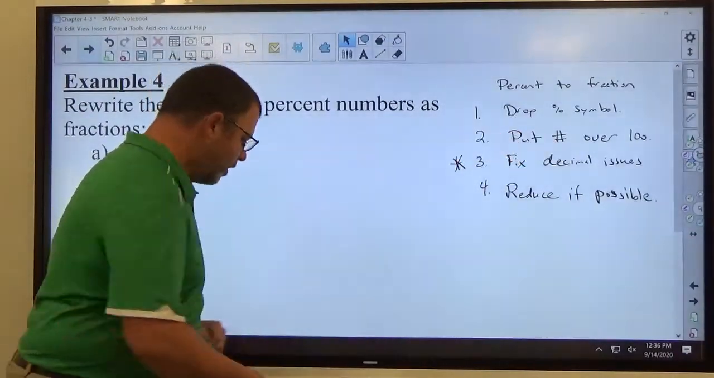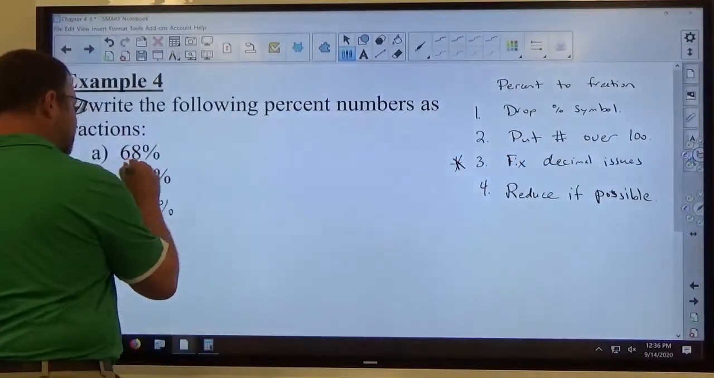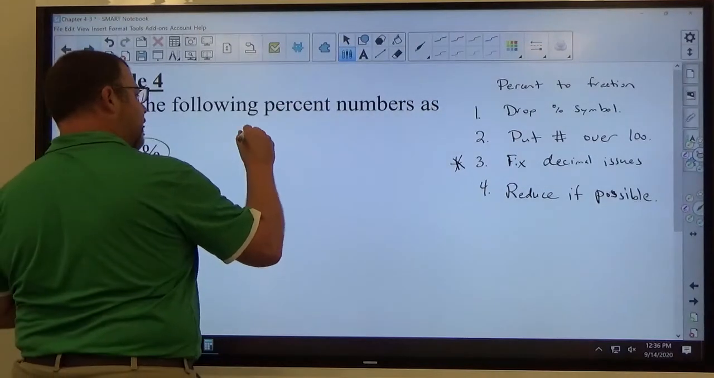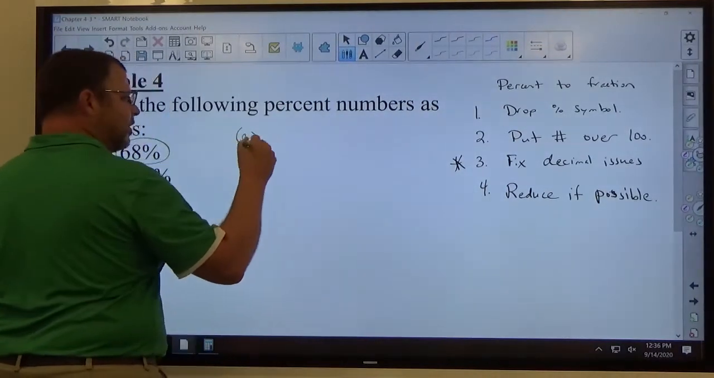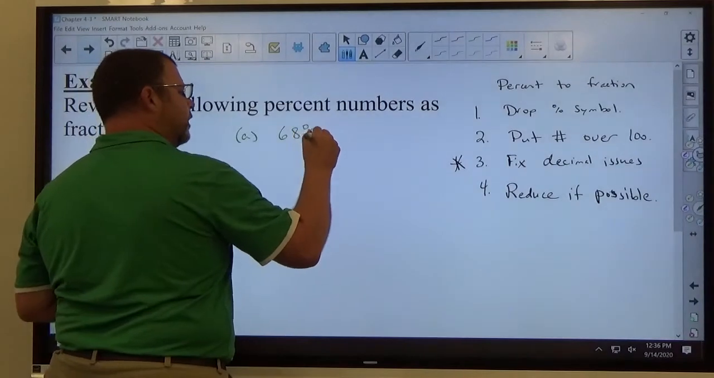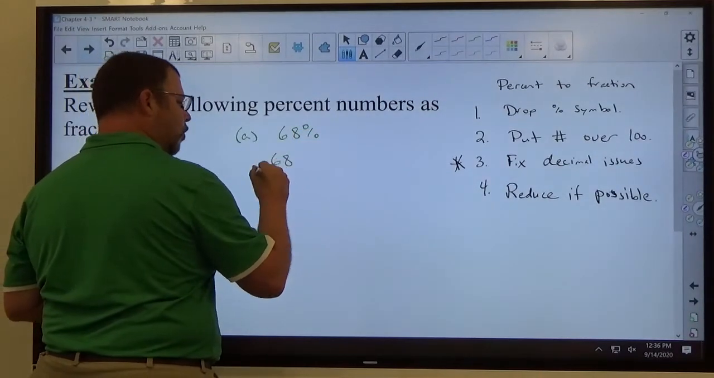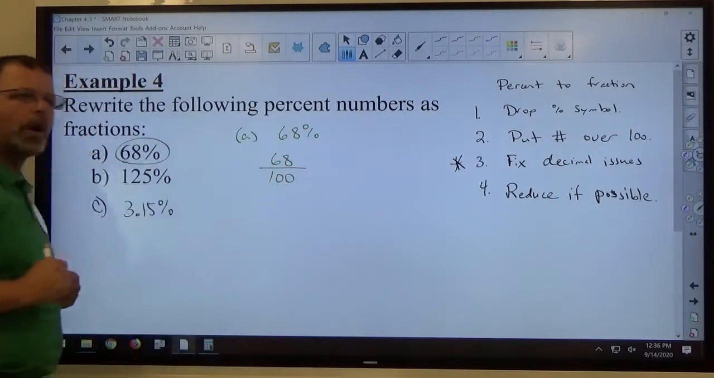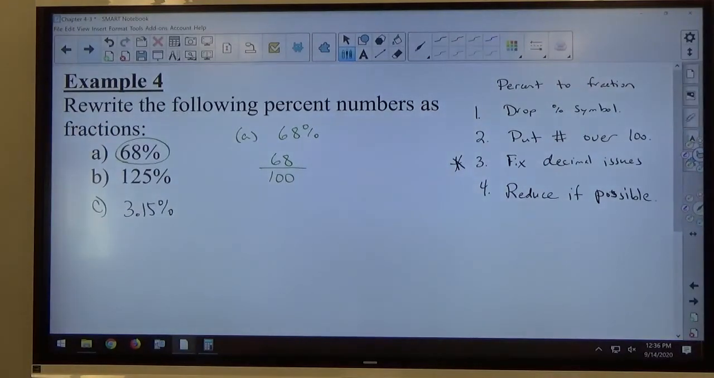So if I take 68%, part A, and I write that on my paper, then I write that as 68 over 100. You drop the percent symbol off, and you translate it to what it really means, which is divided by 100. 68 divided by 100. That makes a fraction structure, and then your task is to reduce as much as possible.